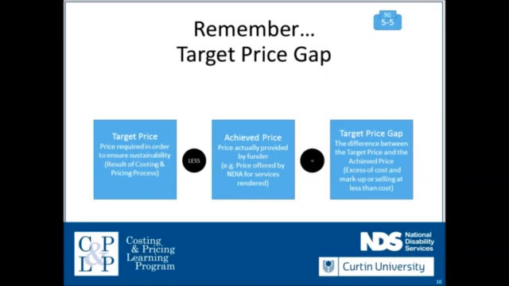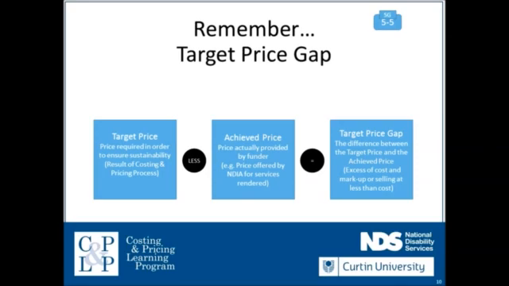So if a target price and achieved price results in a target price gap, we need to know what the impact might be if it's negative or positive. If the target price gap is positive, in which case your organisation is making what we call a super profit on a particular product, or it's negative, this is going to have connotations for how you approach sustainability going forward.